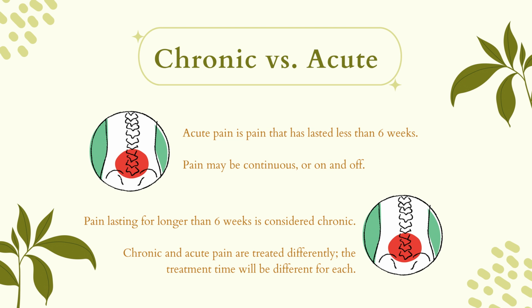Chronic versus acute pain really is describing how long the pain has lasted. If you have had the pain for less than 6 weeks, regardless of the type of pain that you're experiencing, it is considered acute pain. If you have had that same symptom for longer than 6 weeks, regardless of how you experience it, that would be considered chronic pain. Chronic and acute pain are usually treated differently via different strategies.